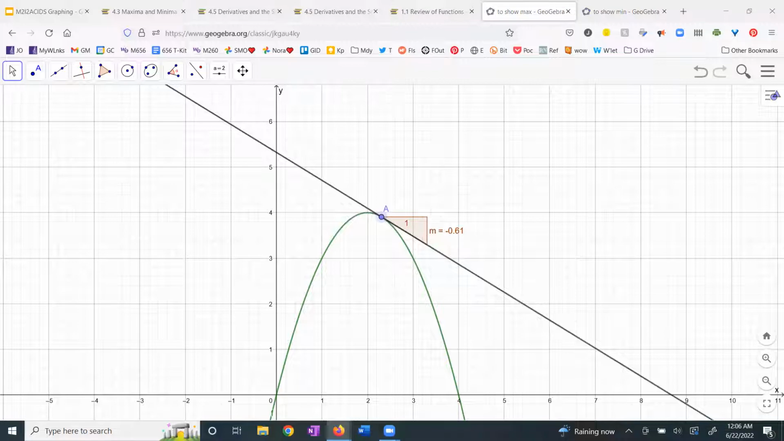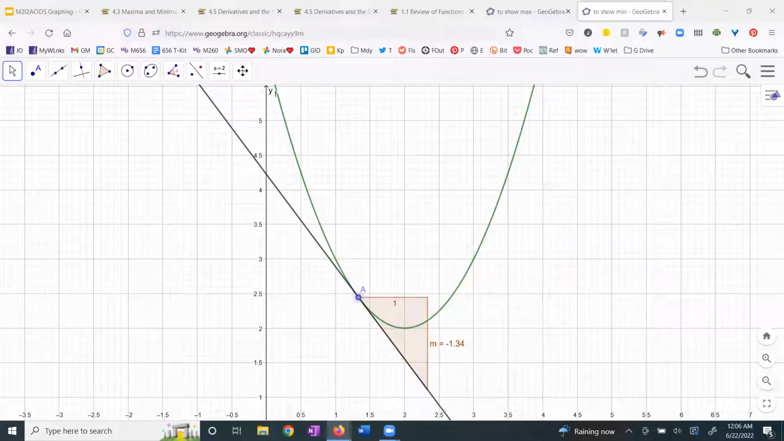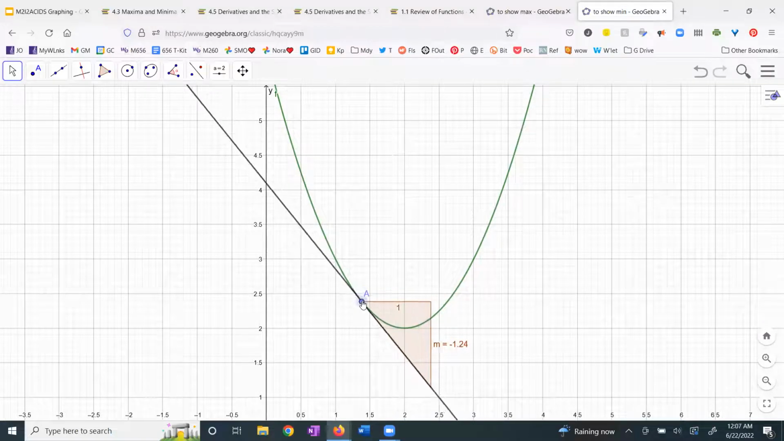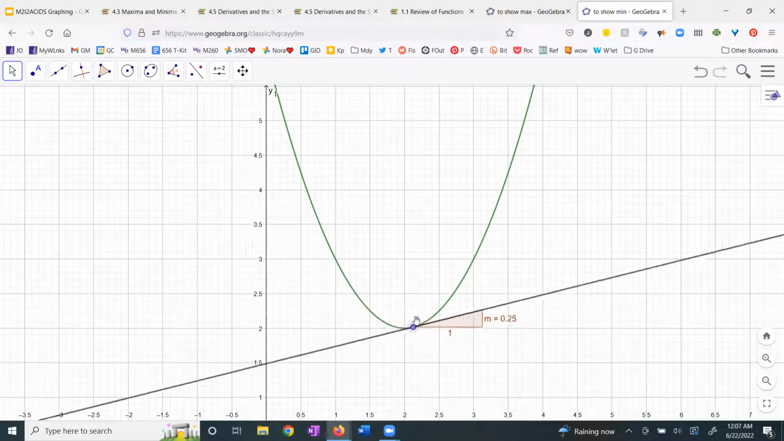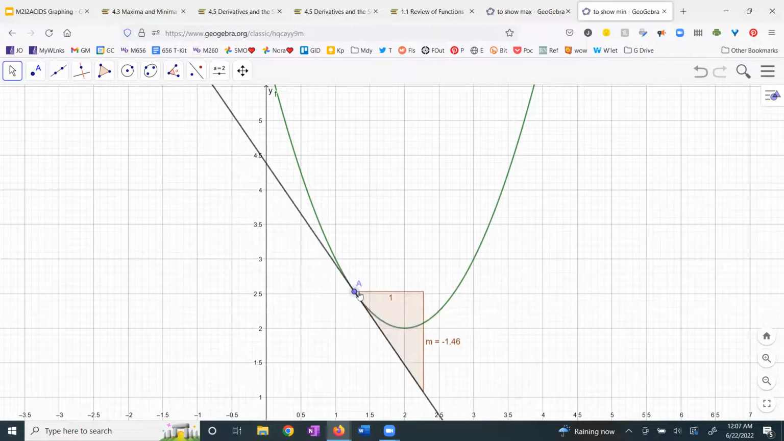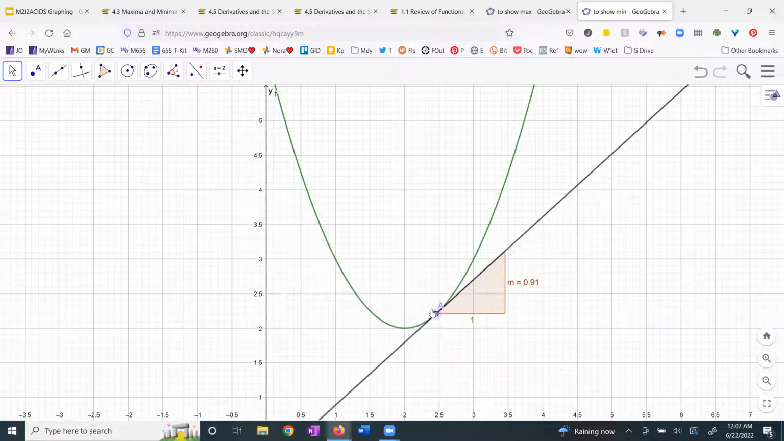In a similar manner, moving from left to right, if the slope of the tangent line goes from negative to positive, in other words, the derivative is going from negative to positive, that means we have a minimum point. This is the first derivative test.